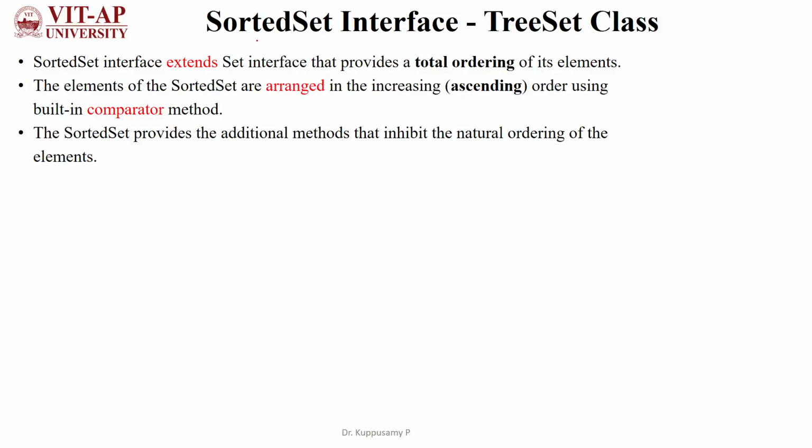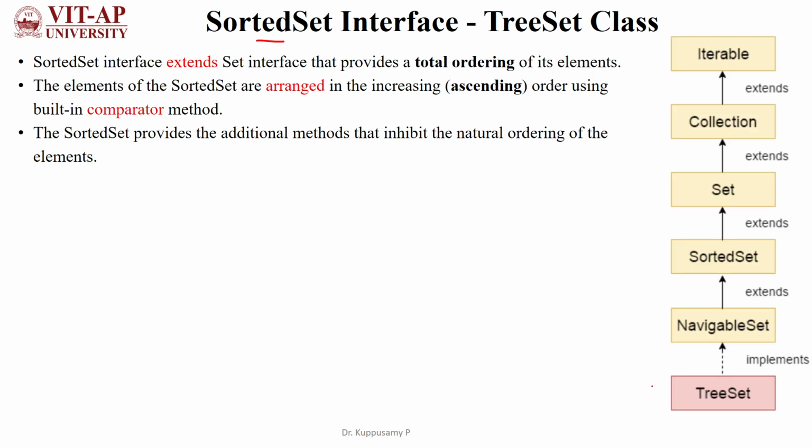Here we are going to discuss the SortedSet interface, which is going to be implemented by the TreeSet class. The SortedSet interface extends the Set interface, which provides total ordering of its stored elements. The elements of the SortedSet are arranged in increasing order, that is ascending order, using the built-in comparator method.